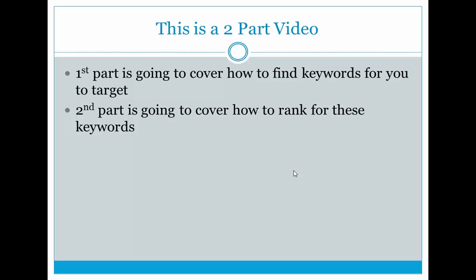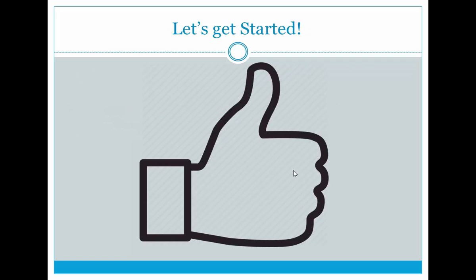This is going to be a two-part video unless I can squeeze all of it into one, but I'm thinking it's going to be a two-part video. The first part is going to cover how to find these hidden keywords to target, and the second part is going to cover how you can rank for these keywords once you find them. So enough of this, let's get right into it.